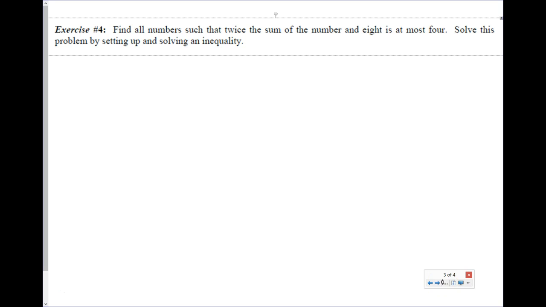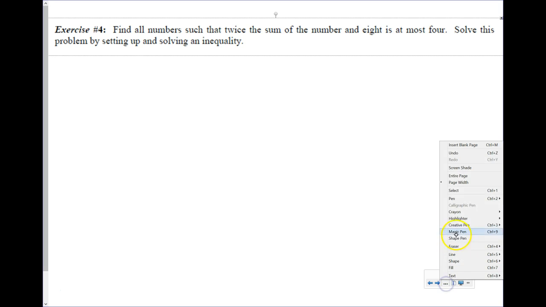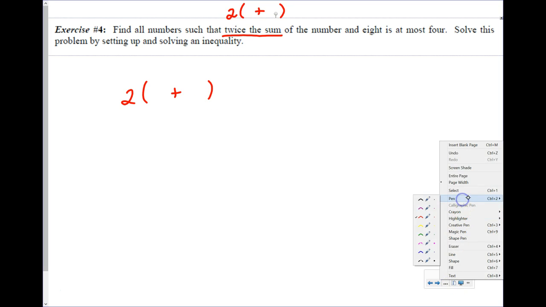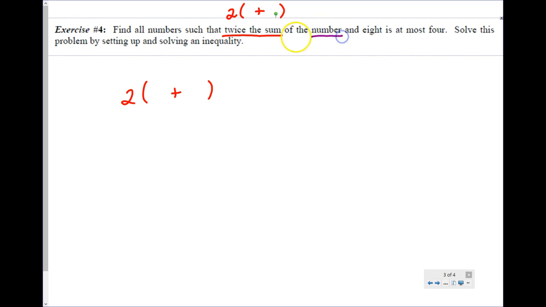Exercise 4, find all numbers such that twice the sum of the number and 8 is at most 4. Solve this problem by setting up an inequality. So let's again start translating. Let's start here. Twice the sum. So remember, twice the sum always looks something like this. Something plus something else. So I know when I have this, it's going to be 2 times something, twice the sum. What is the thing that goes inside? Right here. The number, so that's n, and what else? 8.